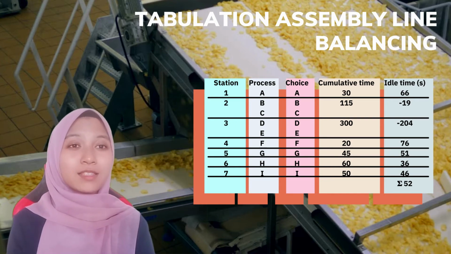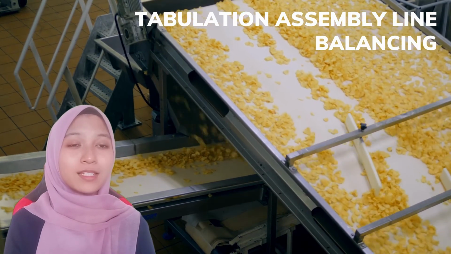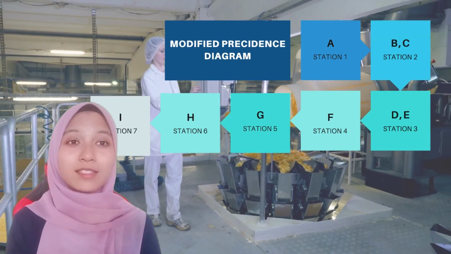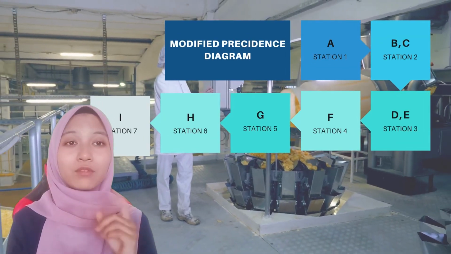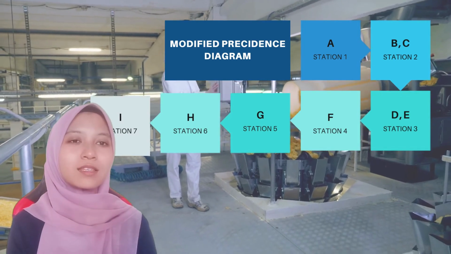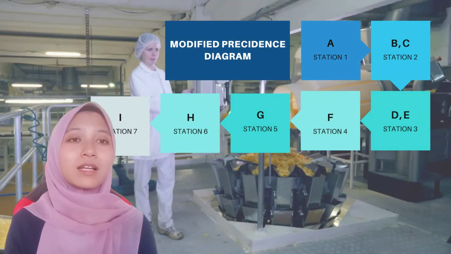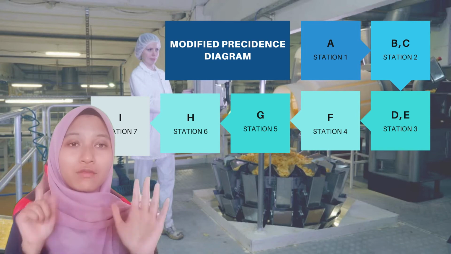And the final process is as shown in the modified precedence diagram. As we can see, process A is located in station 1, followed by process B and C in station 2, up until the last process in station 7.